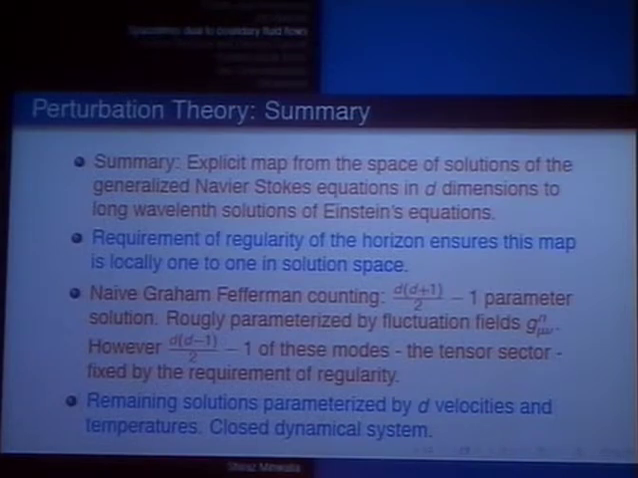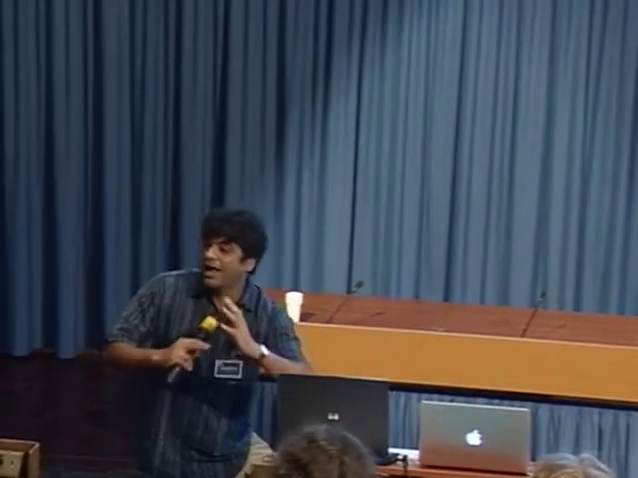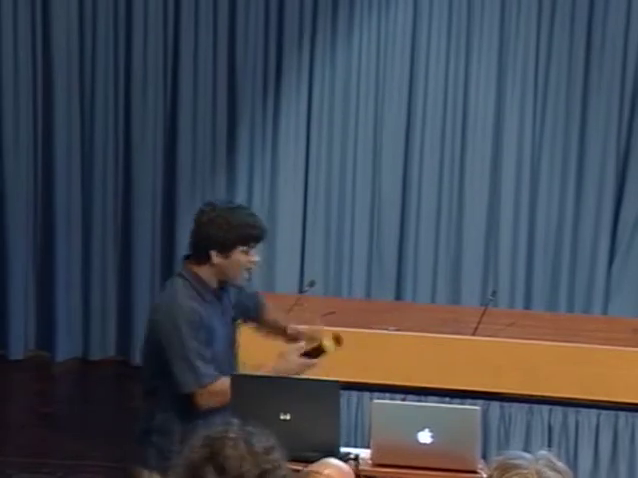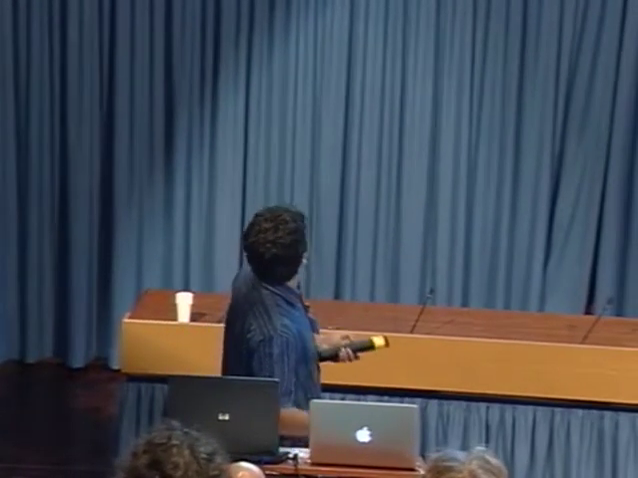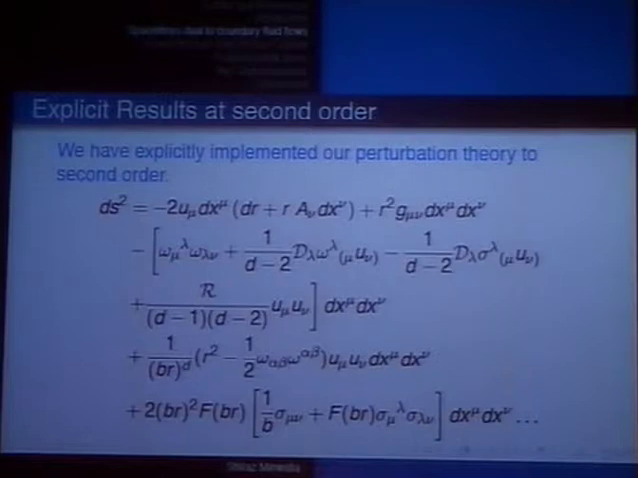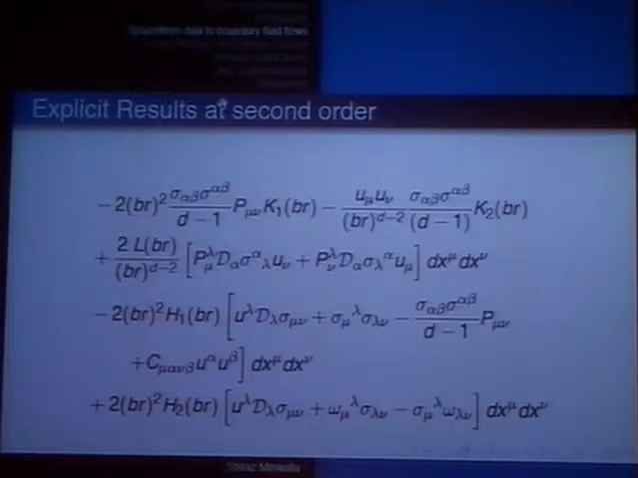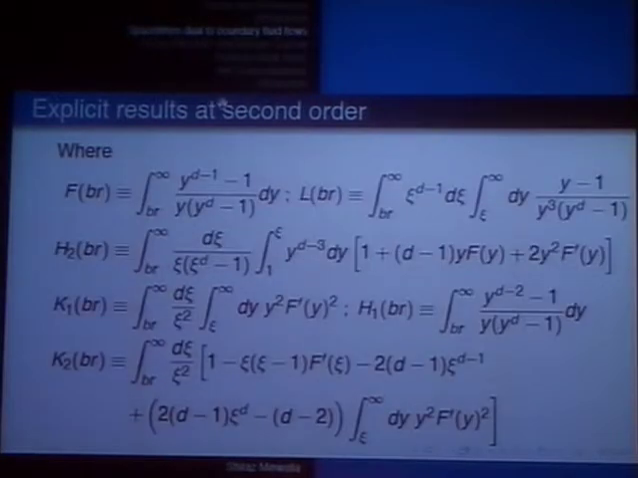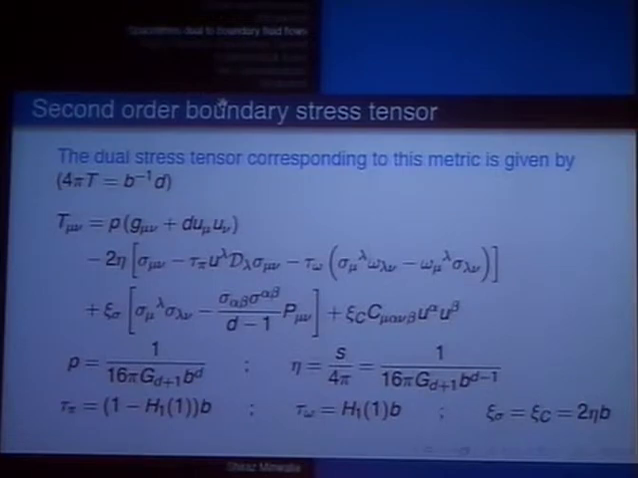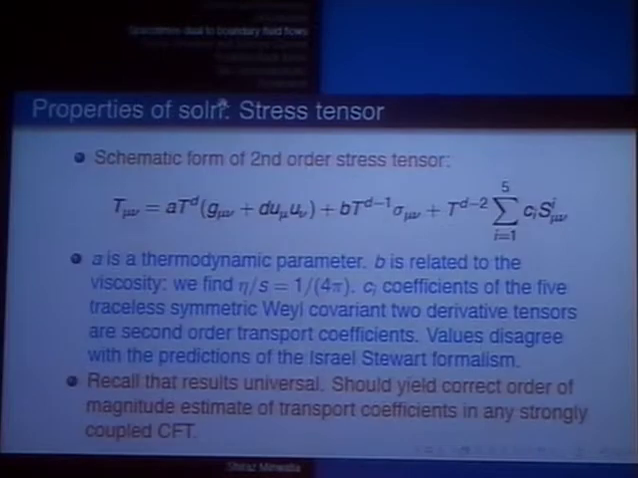The key point was that of all the possible variations you could perform by varying the boundary stress tensor, only d of these variations are regular at the horizon. The rest are singular. So we trade a metric for a velocity and a temperature. Now we've explicitly implemented our perturbation theory to second order, and this is the metric. I'm showing you these complicated formulae just to show that they exist. And the dual stress tensor to the solutions is given by another set of complicated formulae.